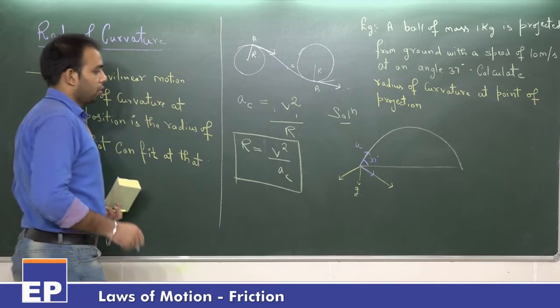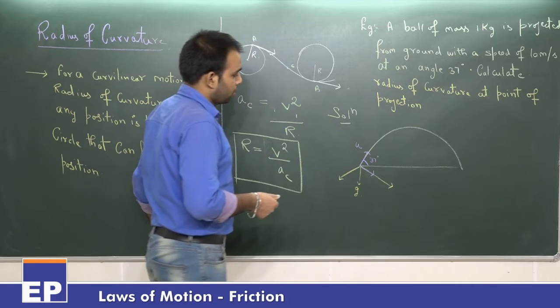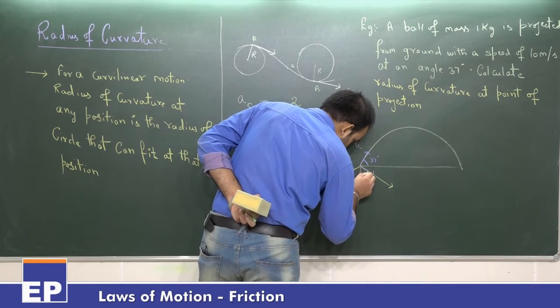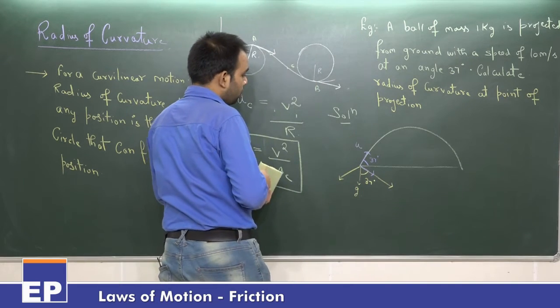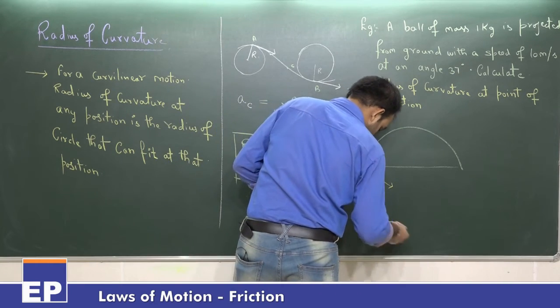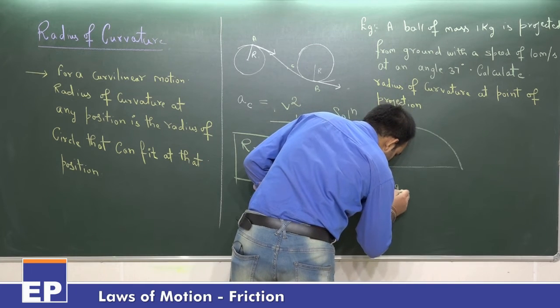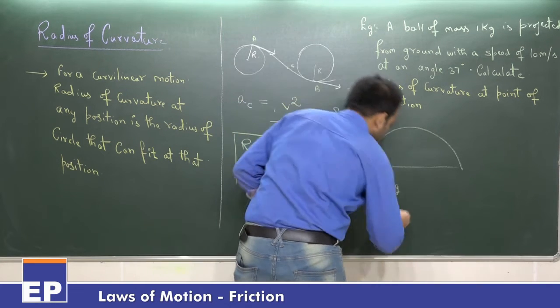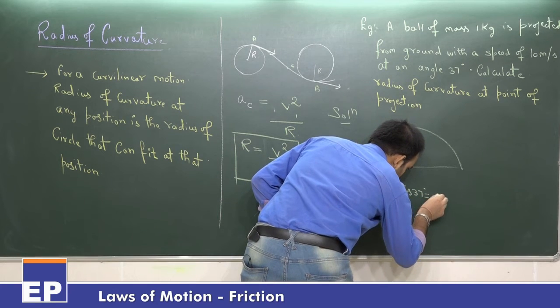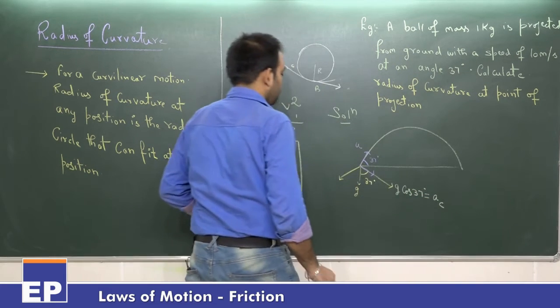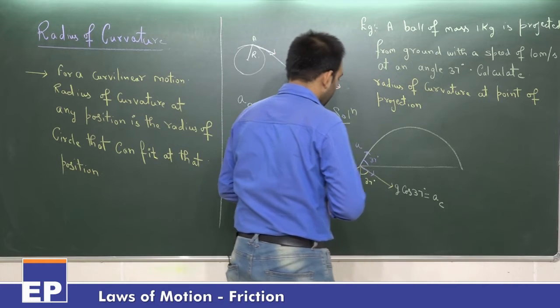This is the centripetal direction. So this angle is 37, this angle is 53, this angle is also 37. This is 37, so this is g cos 37. What is g cos 37? This is AC. What is g cos 37? Cos 37 is 4 by 5.